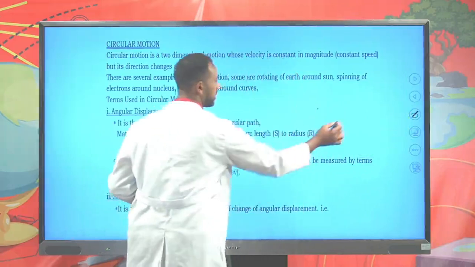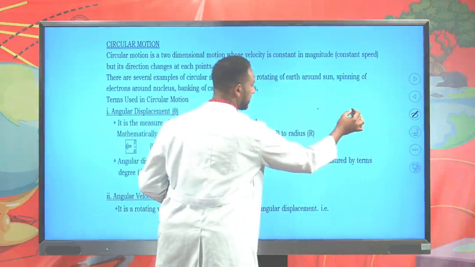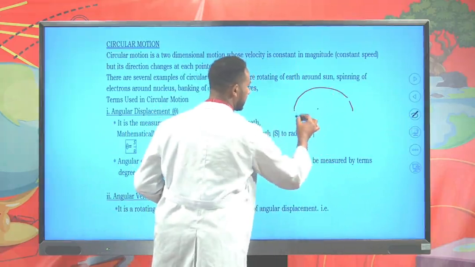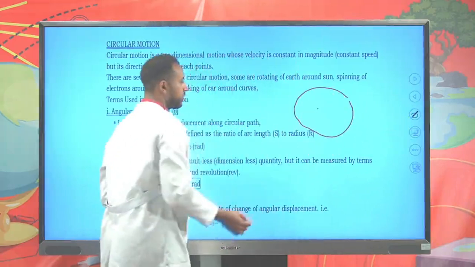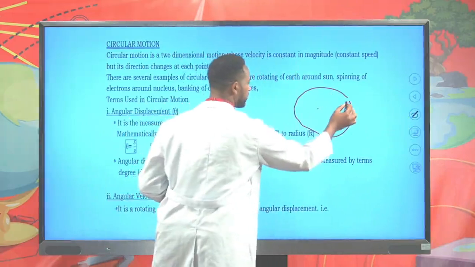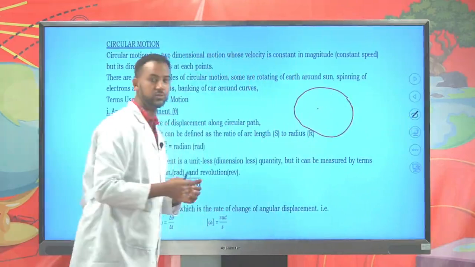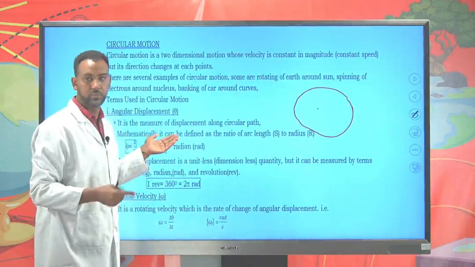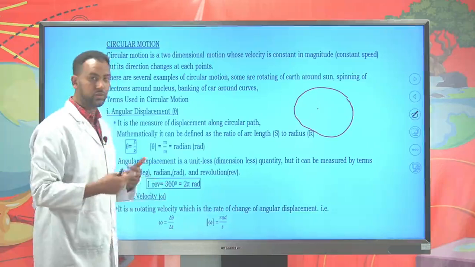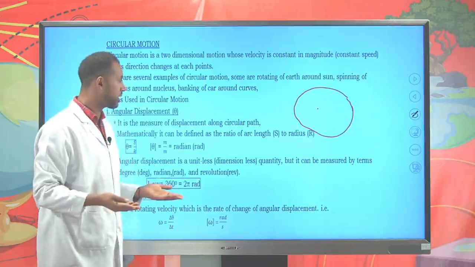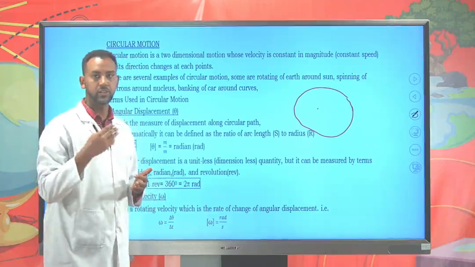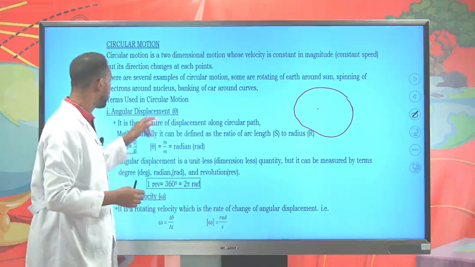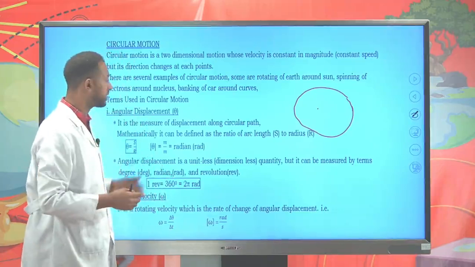Let's take a point, and suppose here you have a particle. This particle tends to have a circular path, okay? Therefore, when it has a circular path, we have to refer to different terms, like angular displacement, angular velocity, or rotational velocity, angular acceleration, and so on. So first let's try to see angular displacement, or theta.